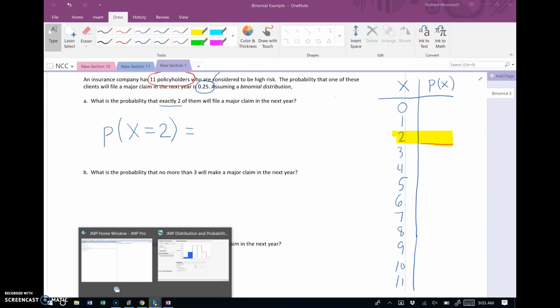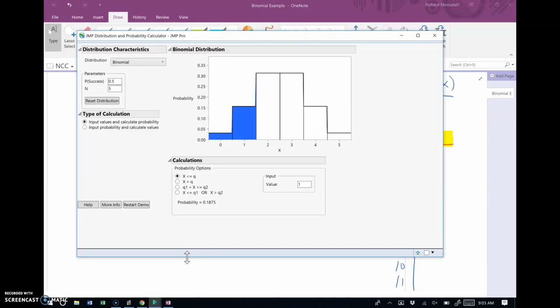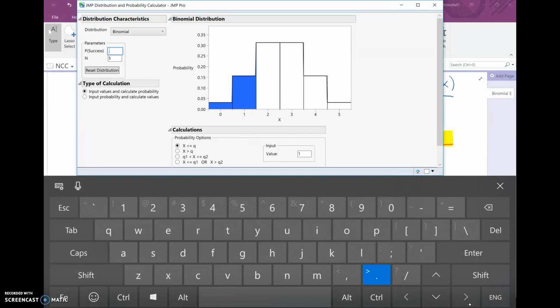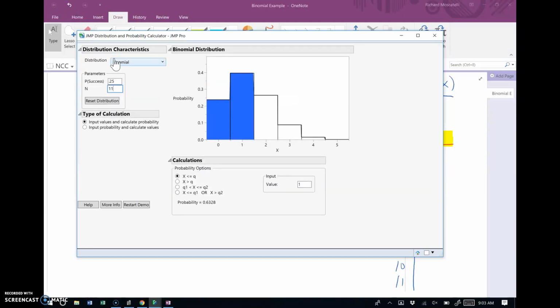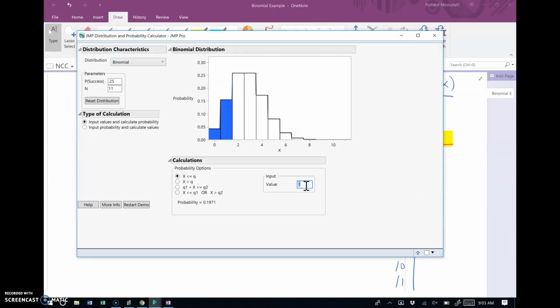All right, so I'm going to go back to JMP and input that. The probability of success is 0.25, and the total number of trials is 11. You'll notice when I click out of these input fields, the shape of the distribution changes. Every time you change these parameters, the distribution shape changes.